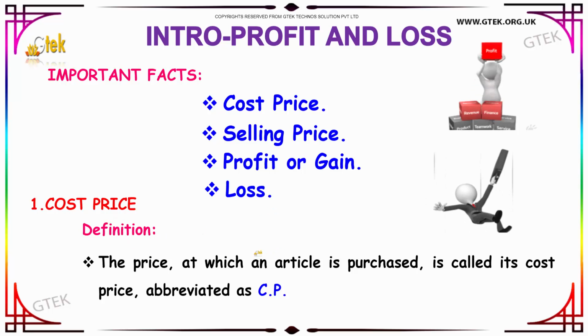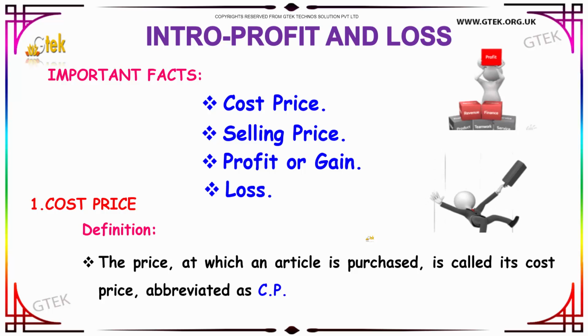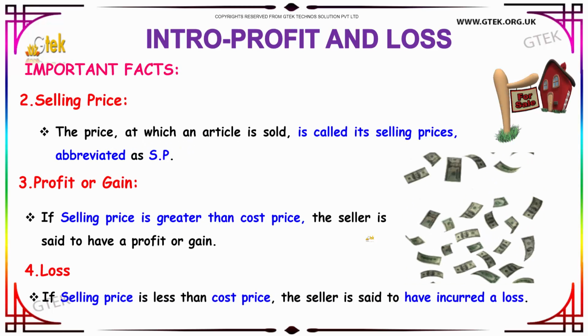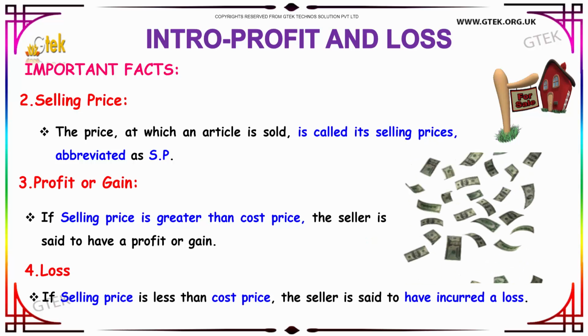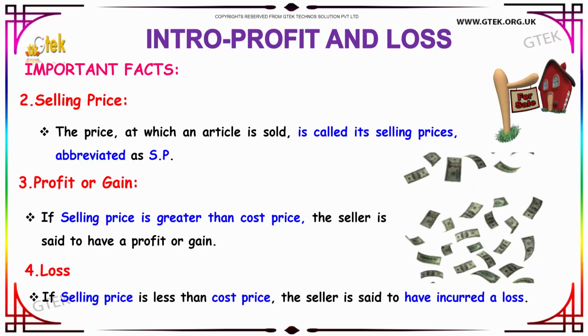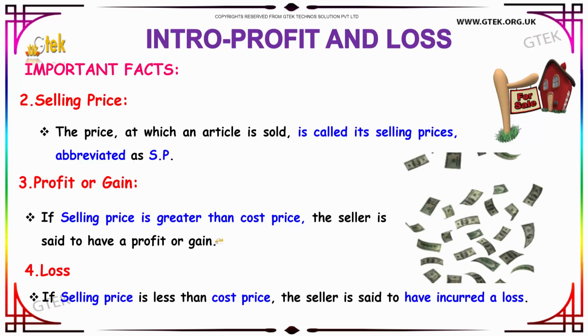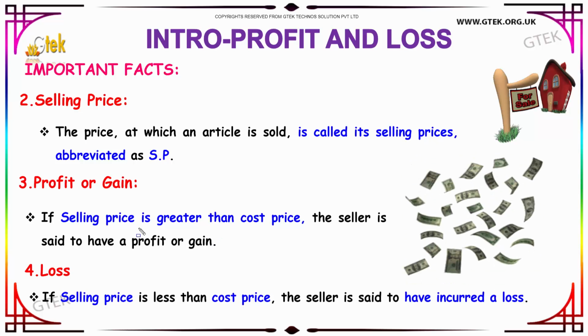The price at which an article is purchased is called the cost price, and it is abbreviated as CP. The price at which the article is sold is called the selling price, and it is abbreviated as SP. If the selling price is greater than the cost price, then the seller is said to have a gain or profit. If the selling price is less than the cost price, then the seller is said to have incurred a loss.